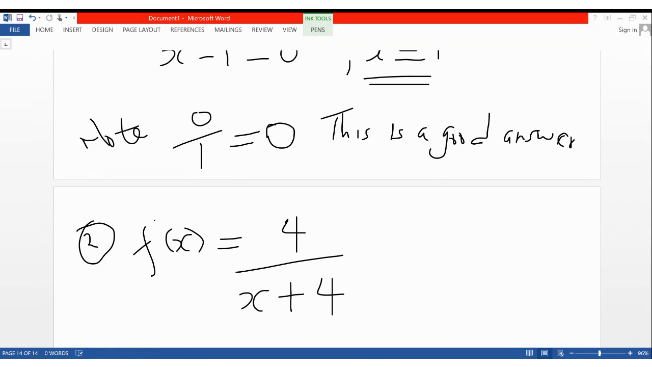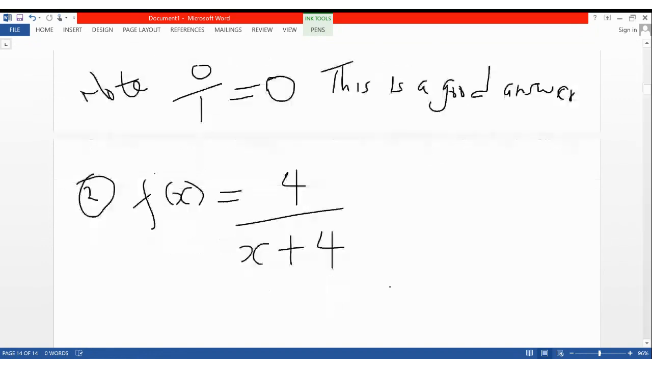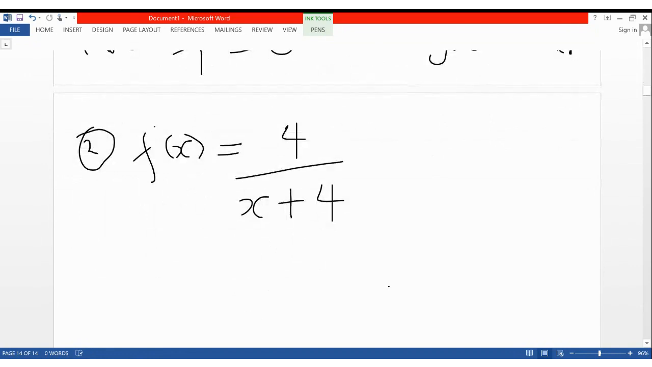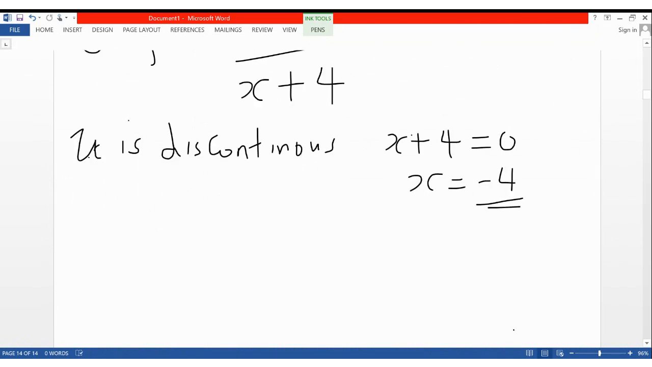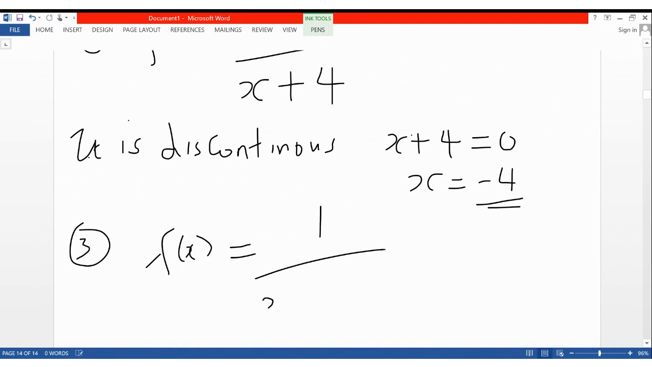That is your main concern. Your main concern will always be the denominator. So it is discontinuous when x plus 4 is equal to 0. So x has to be the same as negative 4. Let me do another one here. Number three, f of x is equal to 1 over x squared.